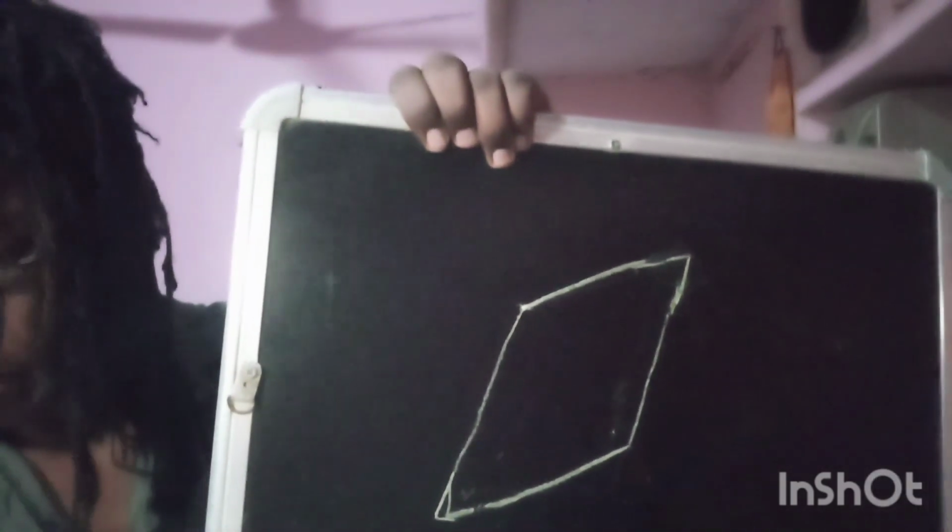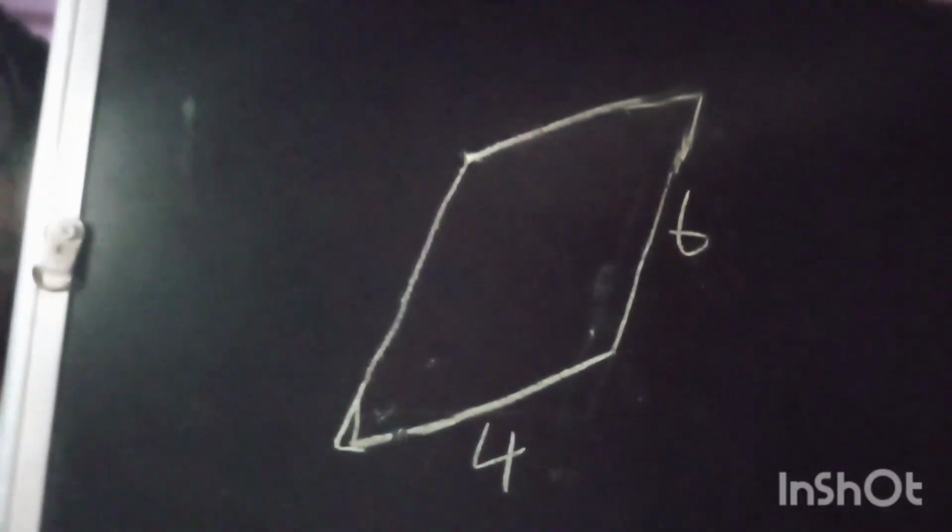Now we're going to calculate the area of this. Let's give the values something low, because if you put like 200, then you have to calculate a lot. So let's give the base 4 and the height 6. That's really pretty simple, no?